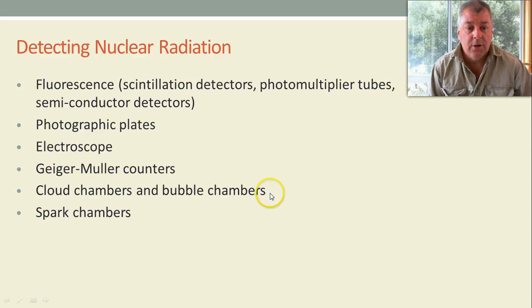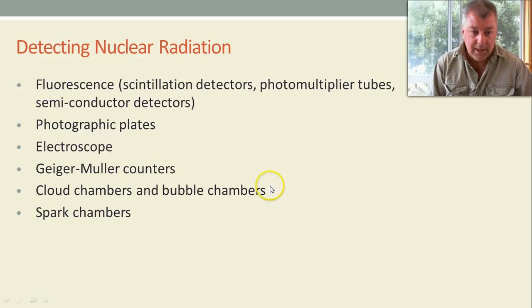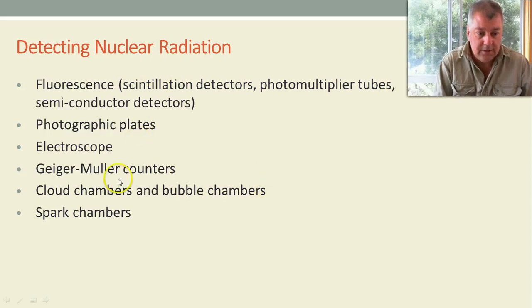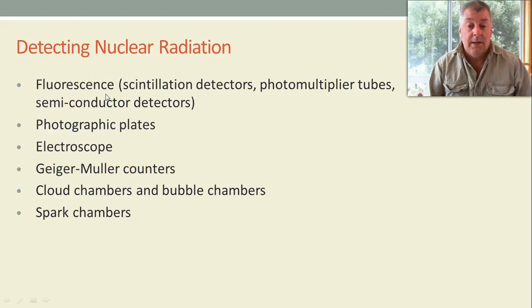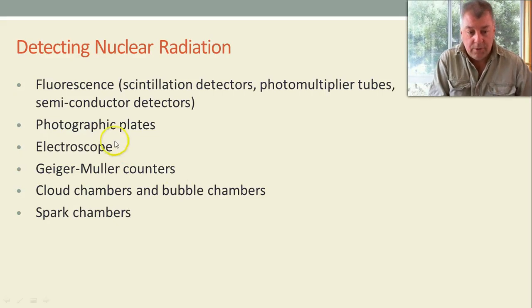Now, how do we detect nuclear radiation or radioactivity? There's a whole lot of different ways of detecting it. Fluorescence, which is where you get light emitted because something's absorbing radioactivity, and the byproduct of it is light being given off, which is a form of radiation. Photographic plates, which was one of the earliest methods of detecting nuclear radiation or radioactivity. An electroscope, which we don't have, a Geiger-Müller counter, cloud chambers and bubble chambers and spark chambers.